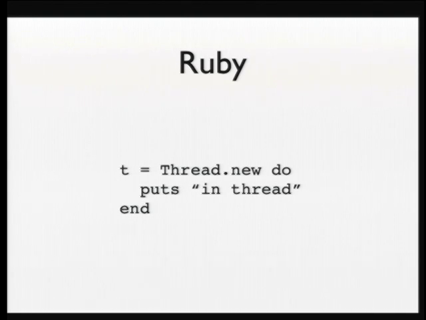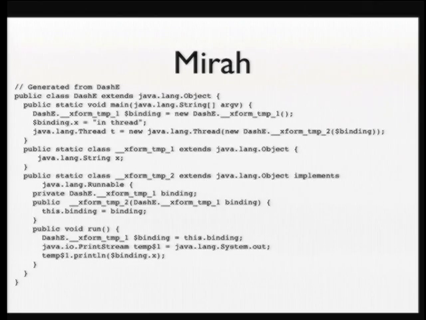A simple closure. Here I'm creating a new thread with the closure, and the logic there is just to print out some text. Again, same thing in Mirah. And here's the Java code we generate for it.